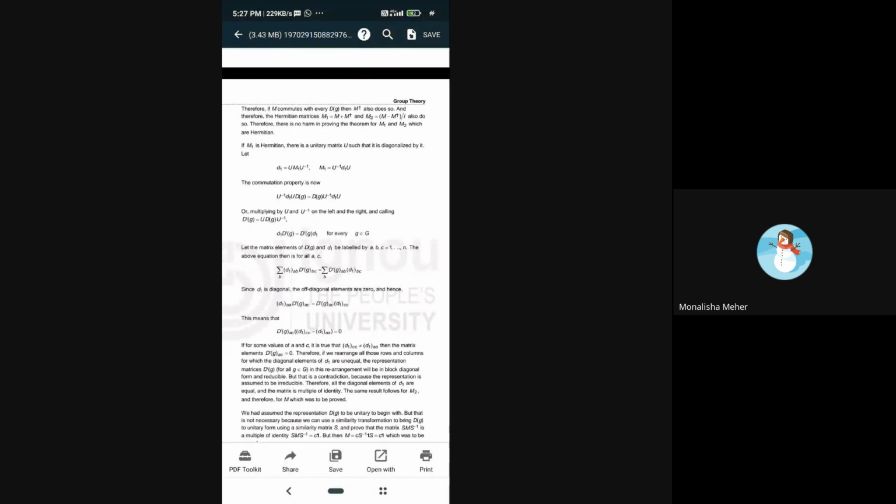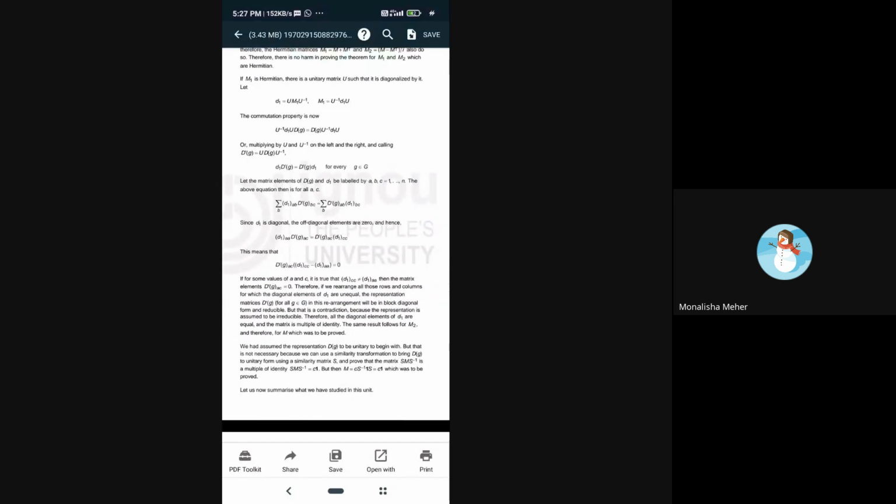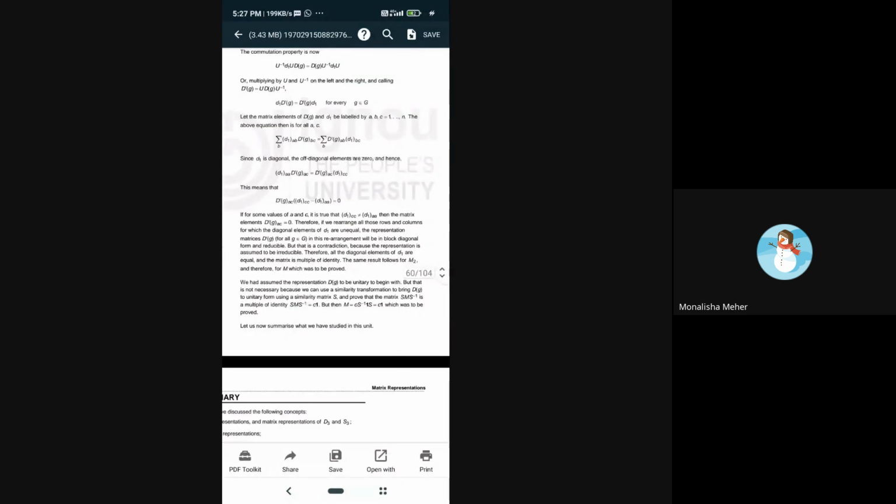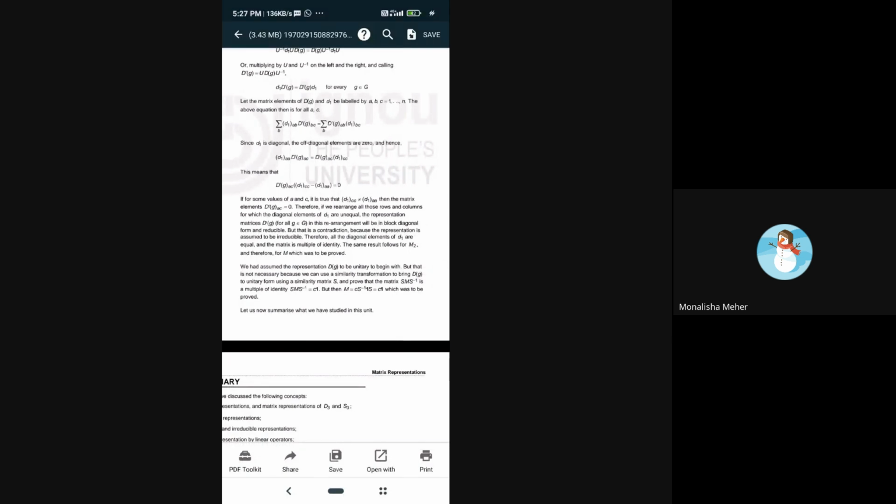Since D1 is diagonal, the off diagonal elements are 0. Now you have D1 AA D dash G AC is equal to D dash G AC D1 CC. This means that D dash G AC times (D1 CC minus D1 AA) is equal to 0. If for some values of A and C it is true that D1 CC is not equal to D1 AA, then the matrix element D dash G AC is equal to 0. So we rearrange all these rows and columns for which the diagonal elements of D1 are unequal. The representation matrices D dash G for all G in this rearrangement will be in block diagonal form and reducible. That is a contradiction because the representation is assumed to be irreducible. Therefore, all the diagonal elements of D1 are equal and the matrix is a multiple of the identity. The same result follows for M2 and therefore for M, which had to be proved.